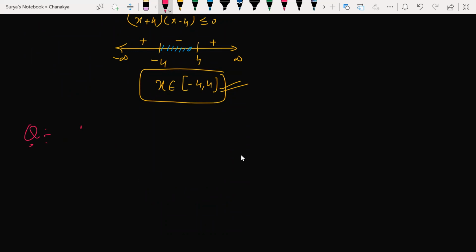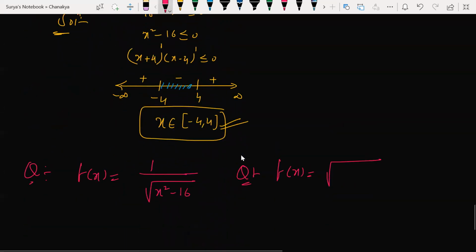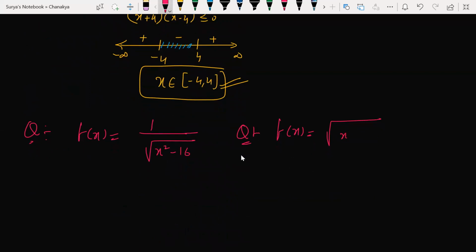So find the domain of f of x is equal to, same question, but 1 by square root of x square minus 16. Tell me the answer of this. And I'll give one more question here. F of x is equal to x square minus 16. You can frame different questions here. Quick. I just told you that whatever the part in the denominator, that has to be greater than 0.